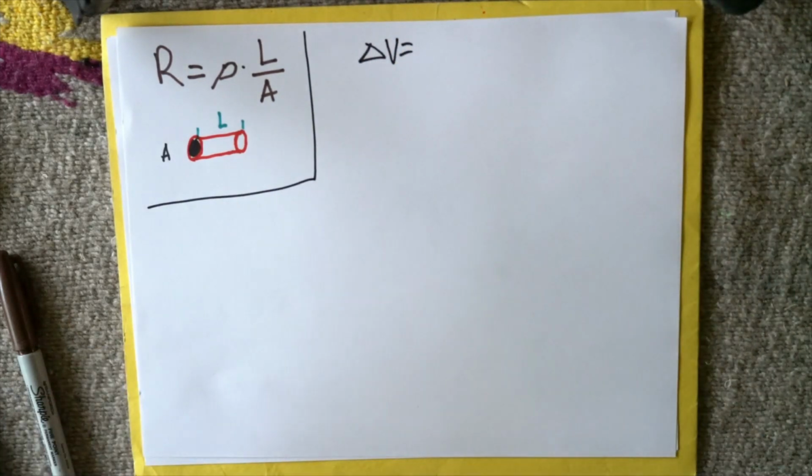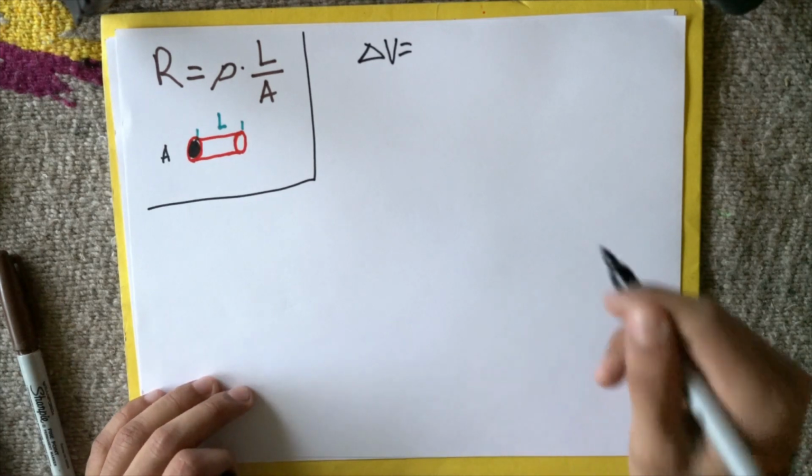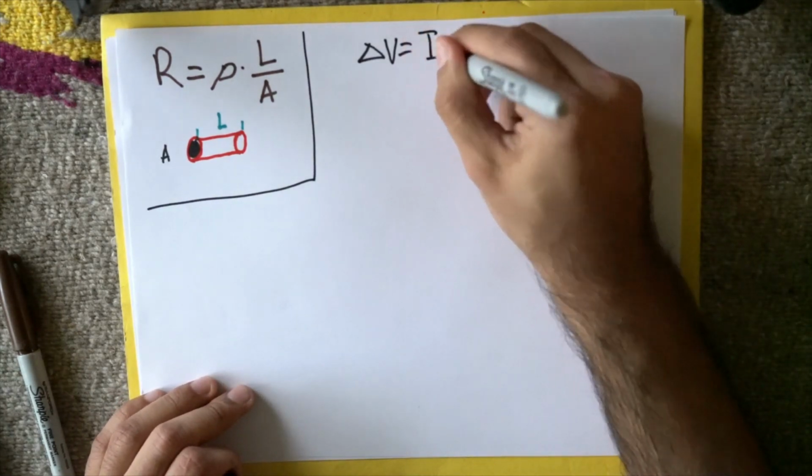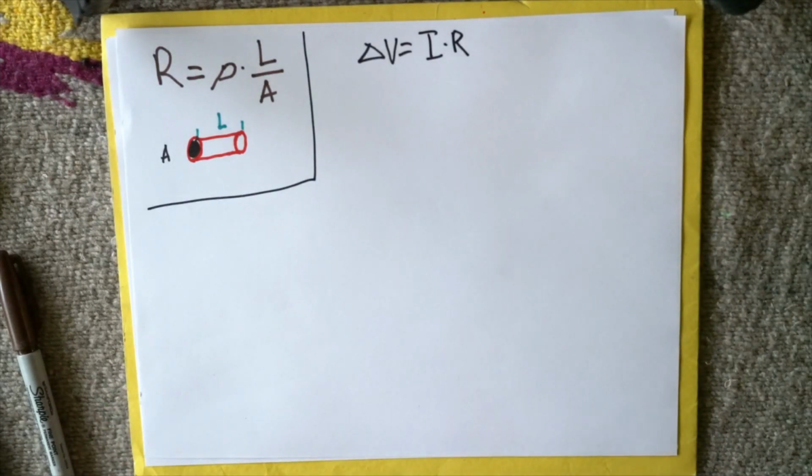You ever heard of E equals mc squared? I think so. You know Newton's second law, which is, of course, F equals ma. This is on par. It is at that level, at that echelon, that S tier. V equals I times R. Now, what in the world does that mean?